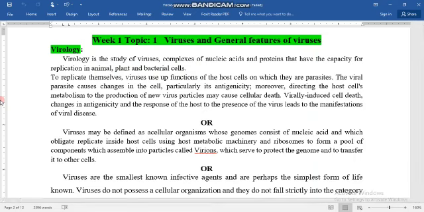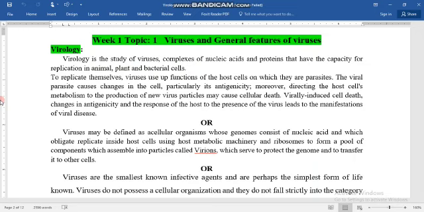Viruses contain their genetic material, but their genetic material cannot replicate independently. That's why they always depend on other cells for their replication. And their replication is the basic mode of their pathogenicity, how they can cause disease through their replication.